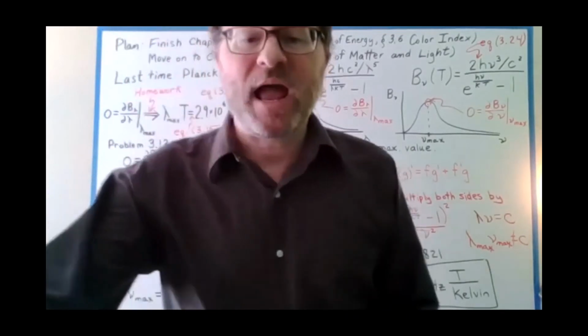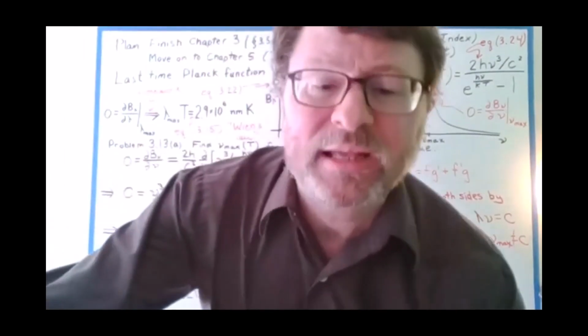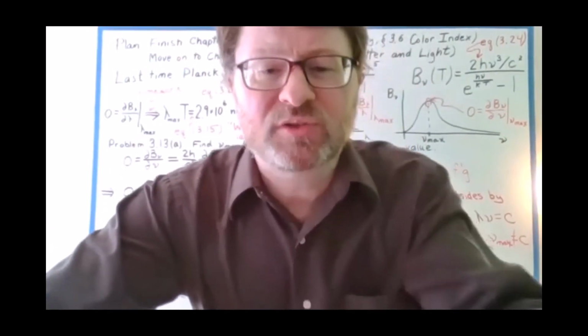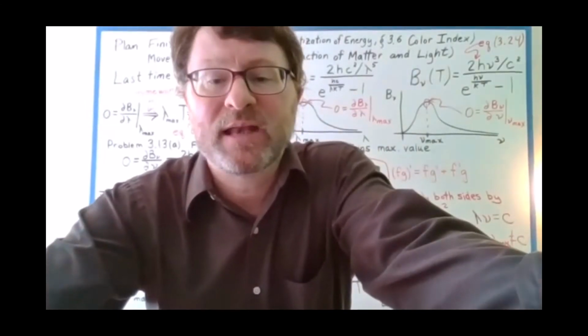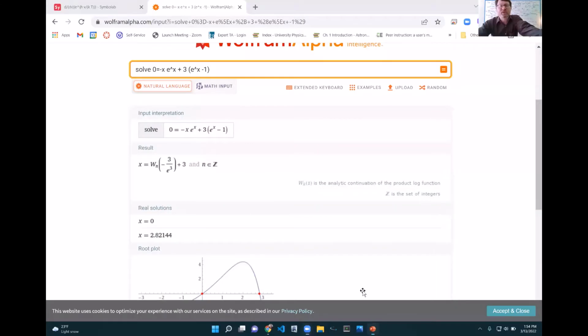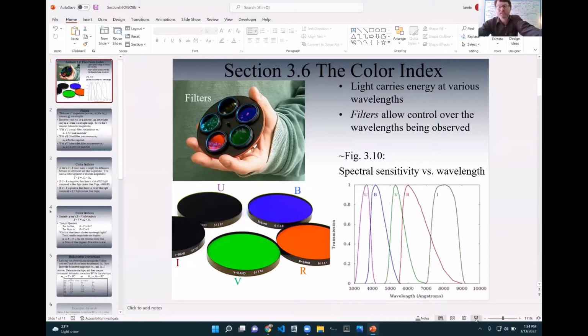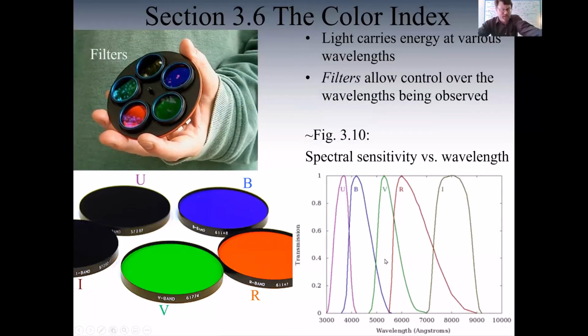What I'd like to do next is to share screen again and to show you some slides about section 3.6 on the color index. And so let's go ahead and bring those up. These slides will be placed on Canvas so that you can access them there. But in section 3.6, we're going to talk about two main things. We're going to talk about what filters are, and then we're going to use that to connect to color index.